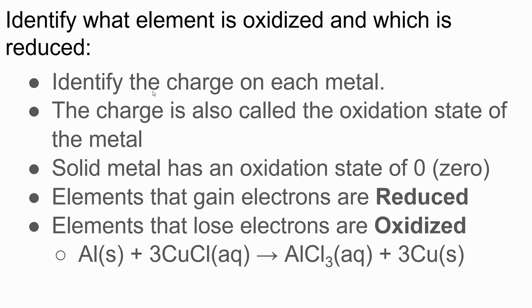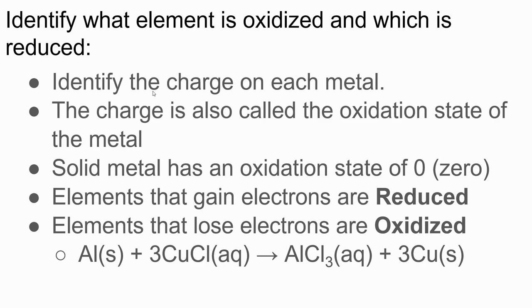Okay, so to figure out which one is oxidized and which one is reduced, we need to figure out the charge on each of the metals. That's called the oxidation state. The charge on the metal is the oxidation state. Solid metal has an oxidation state of 0, and elements that gain electrons are reduced. Elements that lose electrons are oxidized.